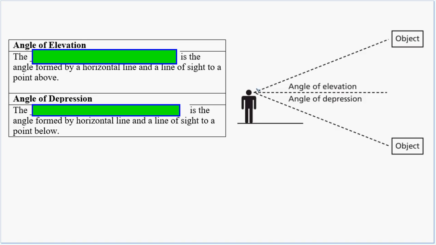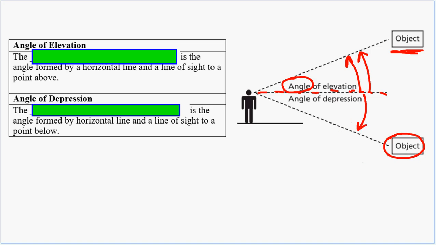So let's look at the picture here real quick. We have a person, and we have a line going straight out. If they look up at some object, that is called an angle of elevation. Think of an elevator takes you up. We look up at an angle of elevation to an object above us. But if we see something below, like the eagle saw the fish, that would be an angle of depression, angle down.